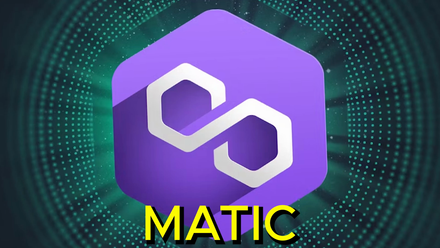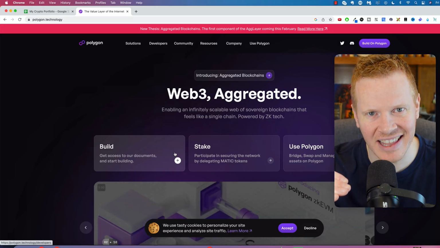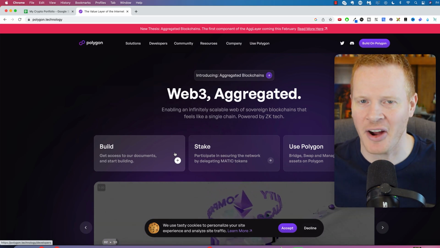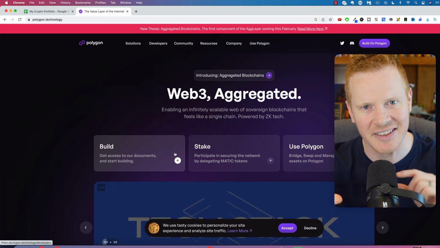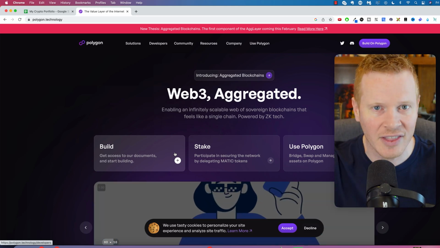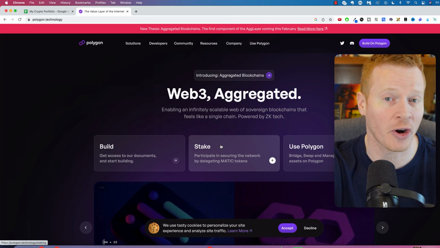So starting with my smallest holding is Matic. Matic is the gas token on the Polygon network, and Polygon is a layer two that's built on top of Ethereum, and it holds a special place in my heart because all of the NFTs I do are on the Polygon network. It's basically the same technology as Ethereum, but it's way, way faster, with way lower gas fees. What I'm most excited about in Polygon are the partnerships, though.